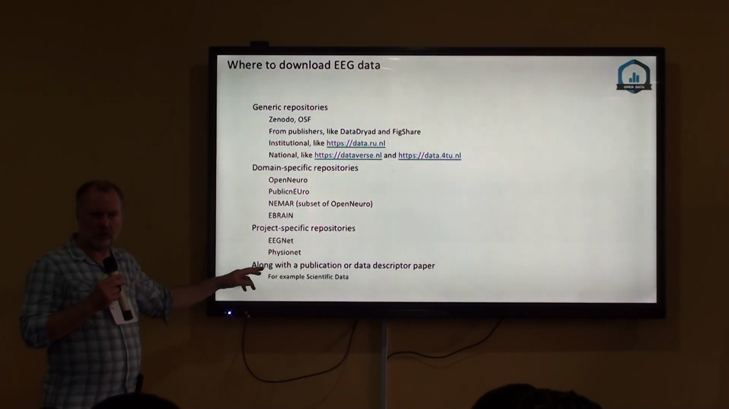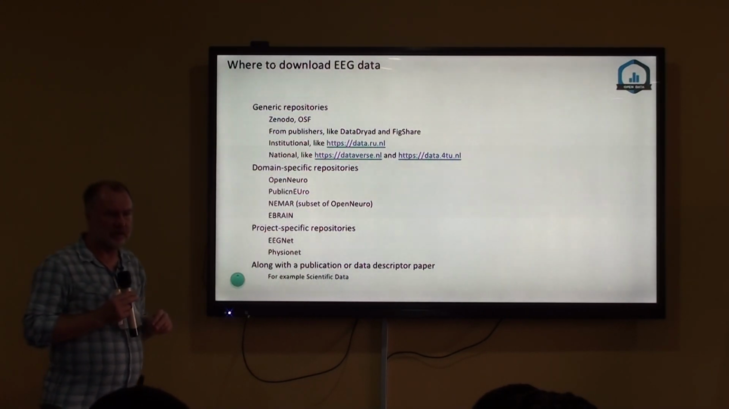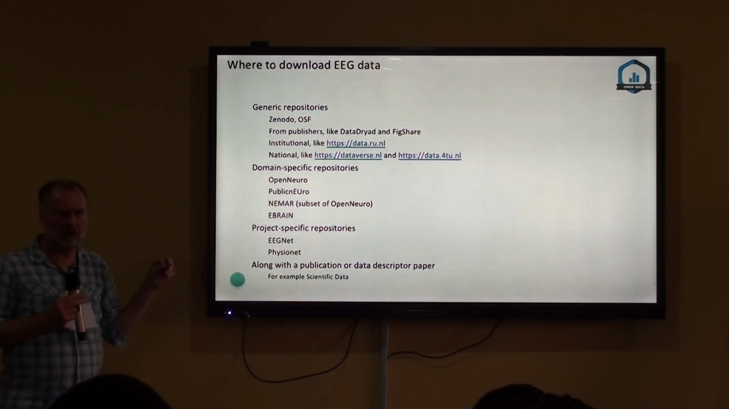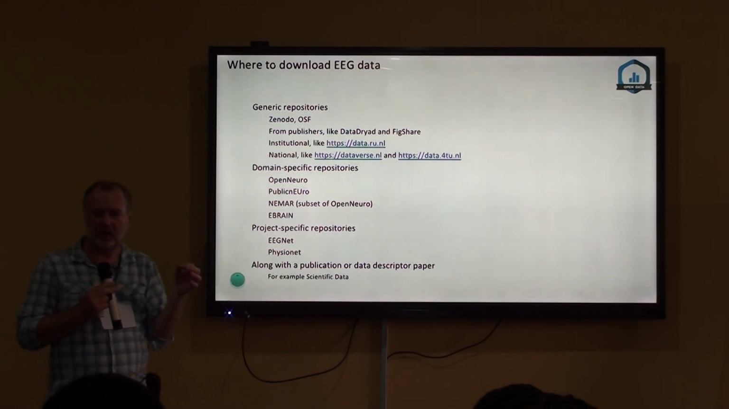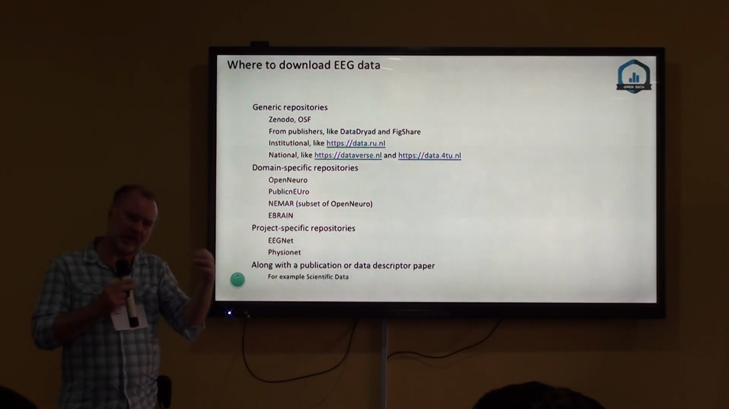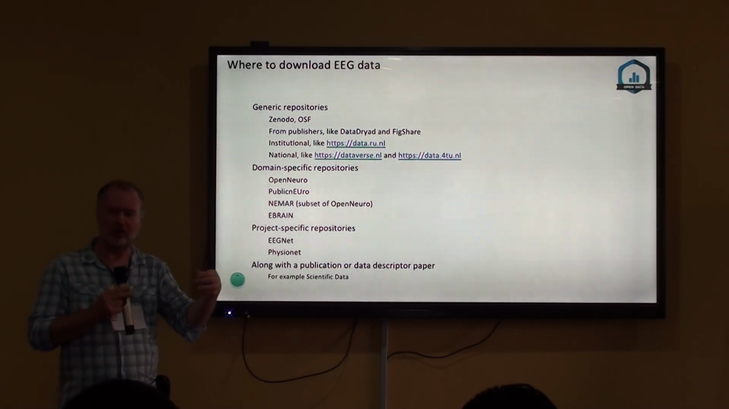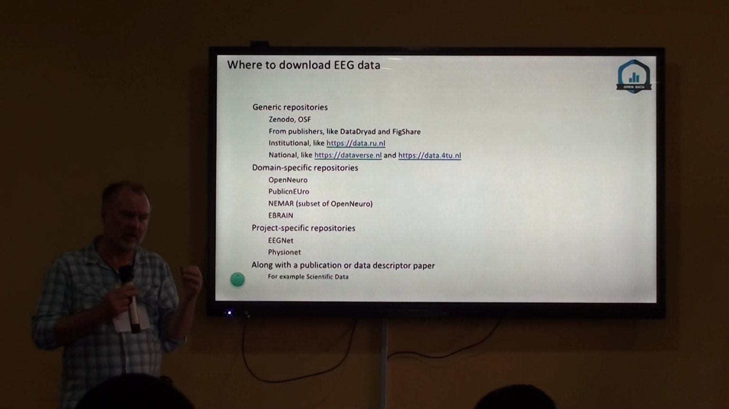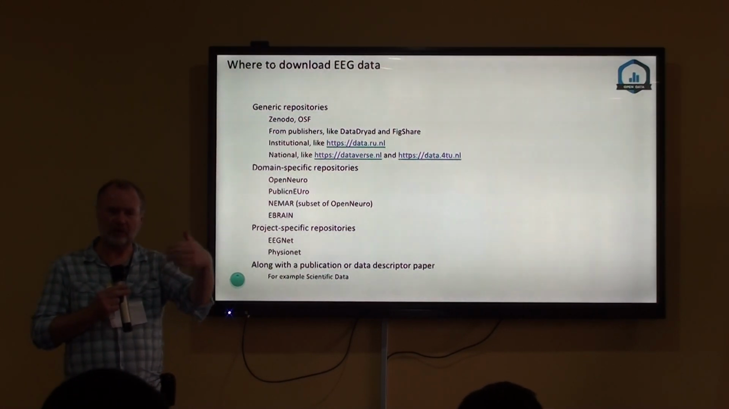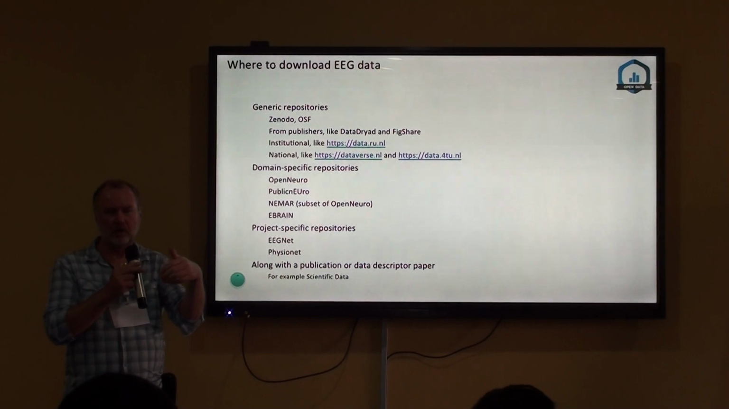One important journal in that respect is Scientific Data. Scientific Data is a journal from Nature Springer, and it is a journal in which we publish datasets. It's actually not that the dataset is published in a journal, because the journal is just a published PDF. But it's the data descriptor papers, papers that describe the dataset in great detail, that are being published in this journal.